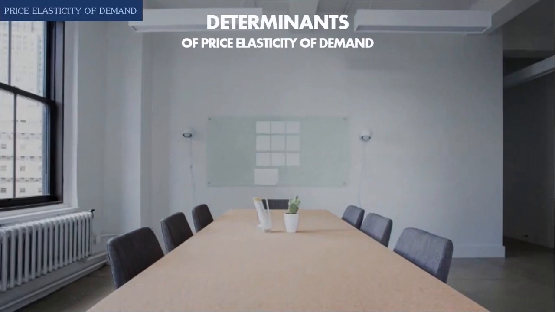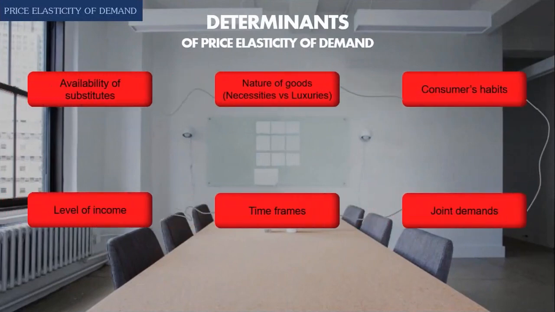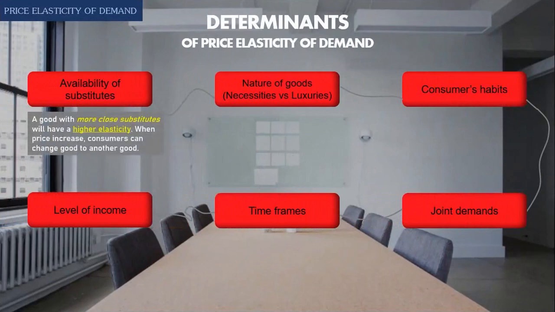Now, we are going to see the determinants of price elasticity of demand. First, availability of substitutes. A good with more close substitutes will have a higher elasticity. When price increases, consumers can change from one good to another good. For example, tea and coffee are substitutes. If the price of tea increases, the consumer may change to buy coffee.